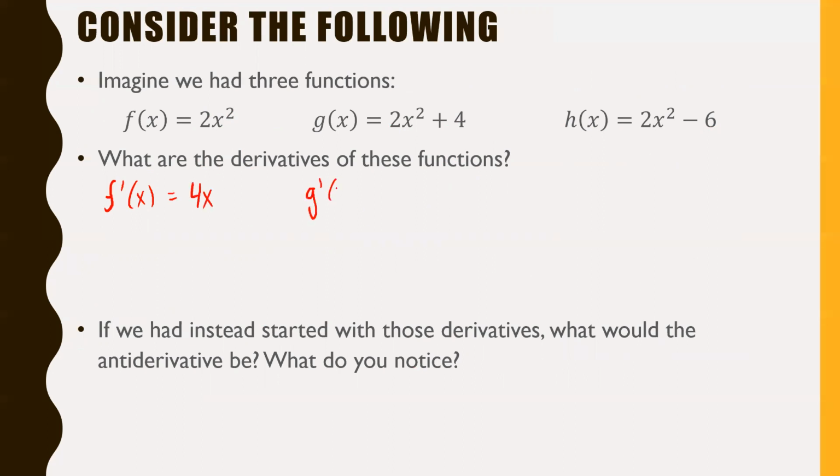The derivative of g prime x, same idea. Use the power rule, bring the 2 down. It's going to make it 4x. And then the derivative of 4, well, it's a constant, so the derivative of 4 is just 0. So the derivative is also 4x.